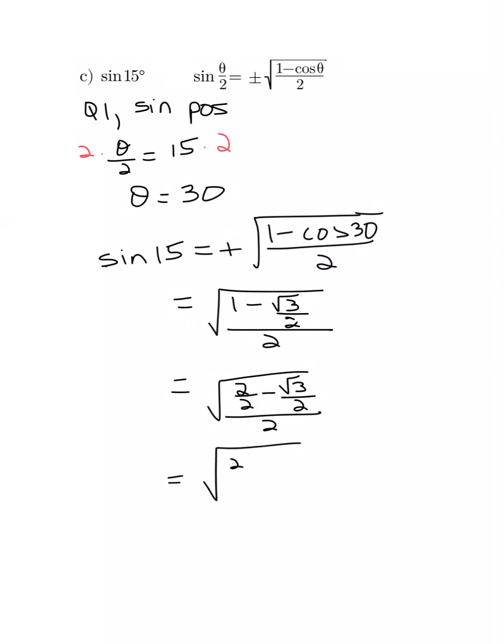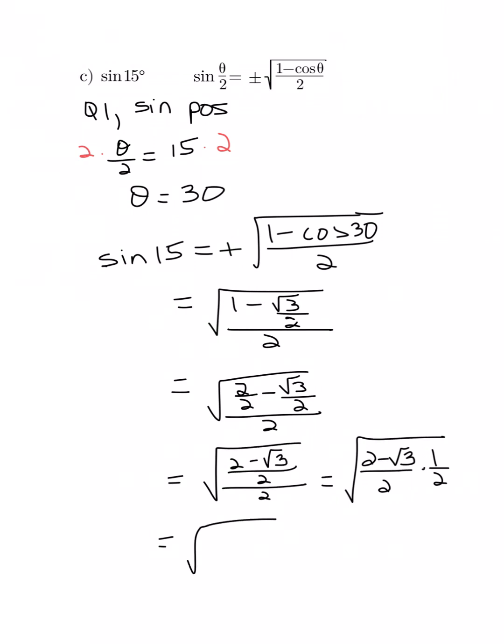So we have 2 minus the square root of 3 over 2 divided by 2. But that means that we have the square root of 2 minus the square root of 3 over 2 times 1/2, which gives us the square root of 2 minus the square root of 3 over 4. We can't simplify the numerator, so we're going to leave it as the square root of 2 minus the square root of 3 over the square root of 4, which is 2. And that's your final answer. You do not need to do anything else.